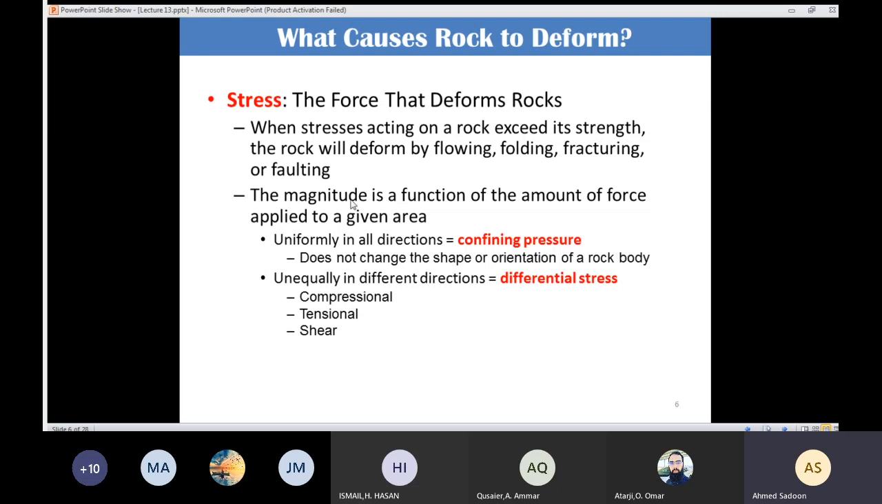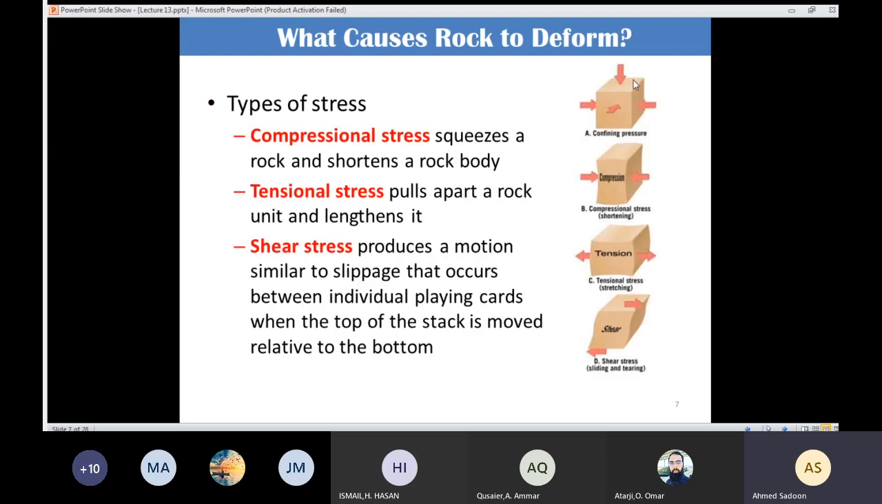And we know that the magnitude of the stress is a function of the amount of force applied to a given area. We already discussed this concept in the previous slide with the previous example. And we need to know that the stress could be uniform from all directions. For example, if you have a cube like this one, you can say any kind of material, but here mainly we are going to talk about rock.